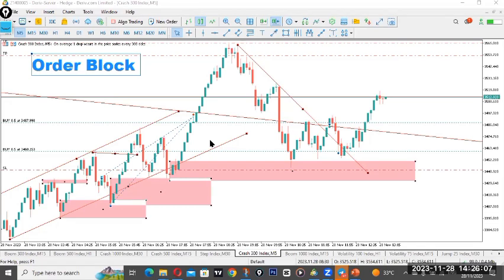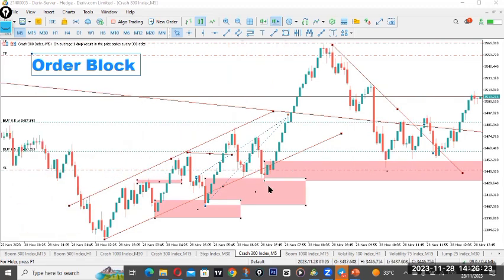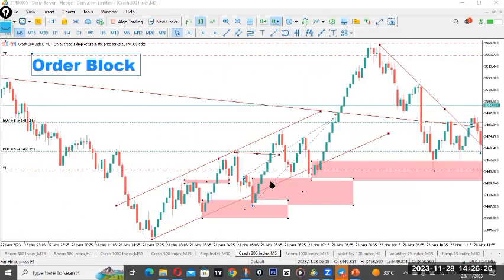Now, what are the things you need to look out for to get the right order block, for you to select the ones that work? Because basically, if you look at this, okay, let me look for something. Let me try to get it.